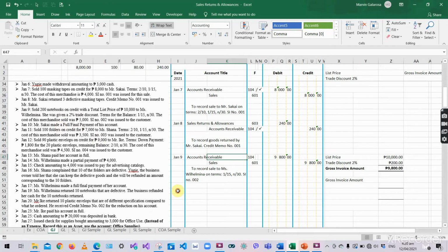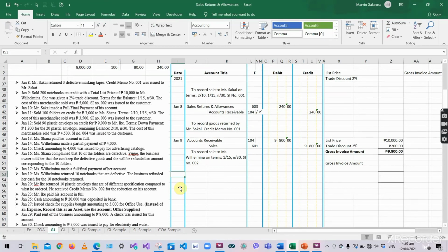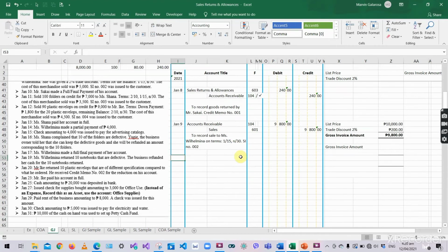January 10. So, ito na yung last na transaction na i-record ko. Yung mga susunod na transaction, you can do it based on the previous lessons as well as this lesson.